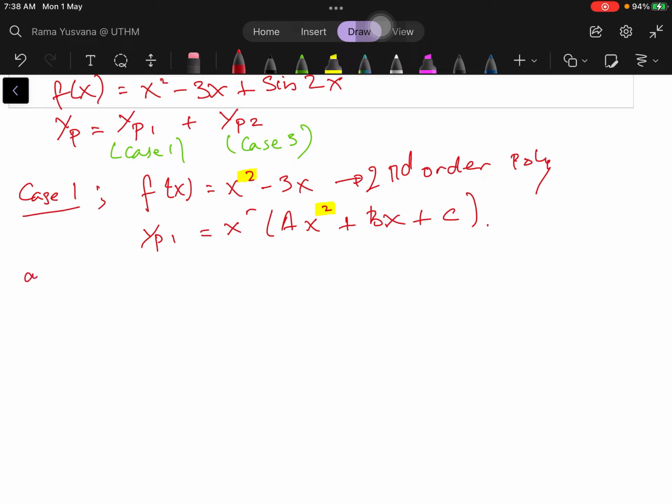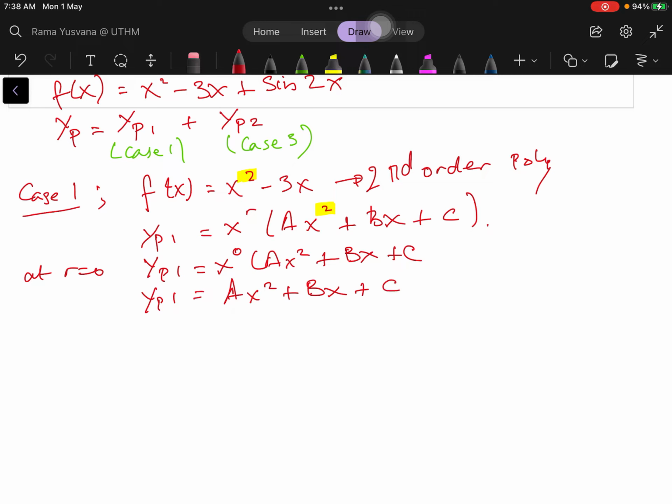If r equals 0, our yp1 is x to the power of 0 times (ax squared plus bx plus c), which is yp1 equals ax squared plus bx plus c. And then just like before, compare yc versus yp.